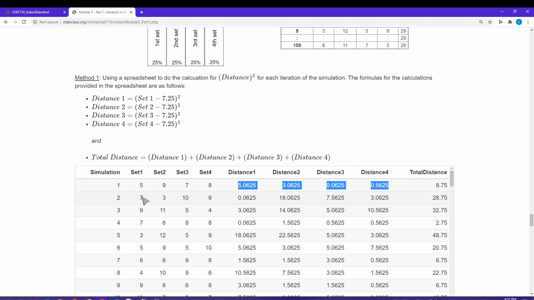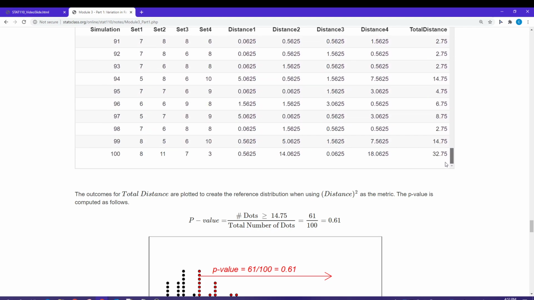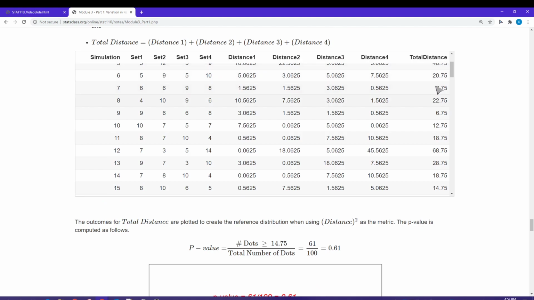I do that for the second set, 7, 3, 10, 9. What's going to be the total distance for those? After I subtract the 7.25, square them, and add them all up, I'm going to end up with a value of about 29. And I just keep doing that for all of my simulated values, all 100 of them. And then I can plot these total distances here. That's going to be my reference distribution.